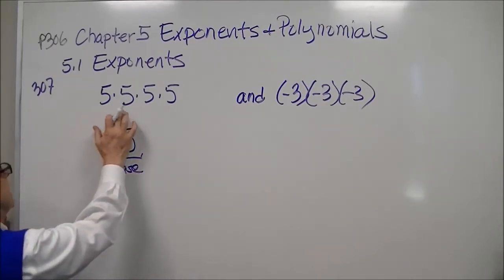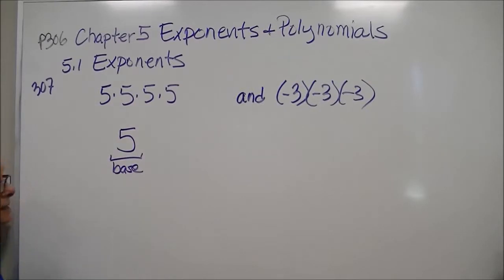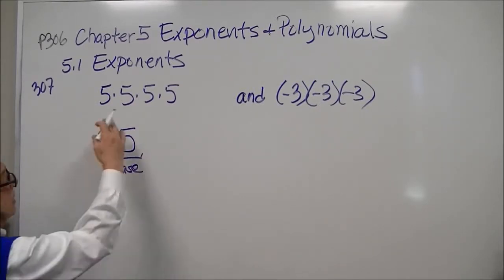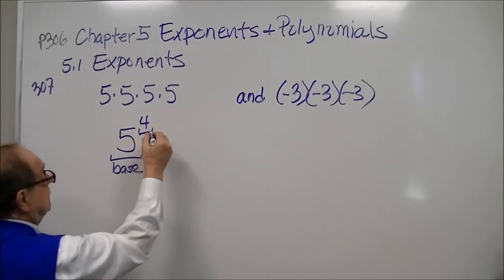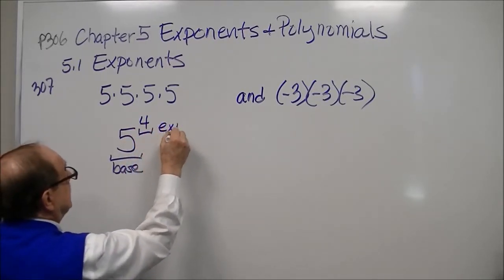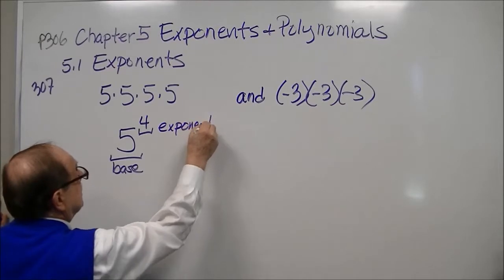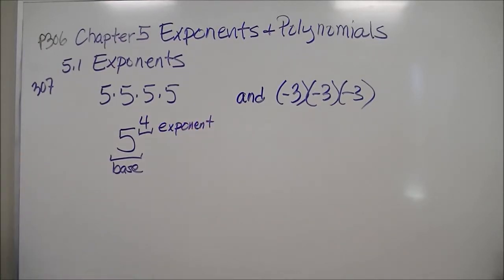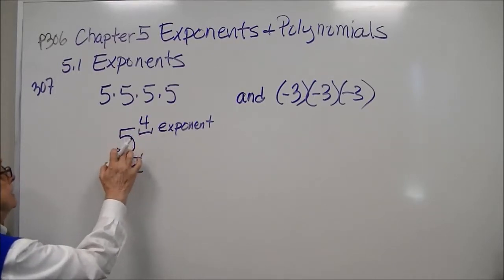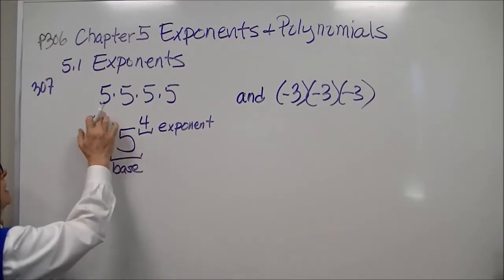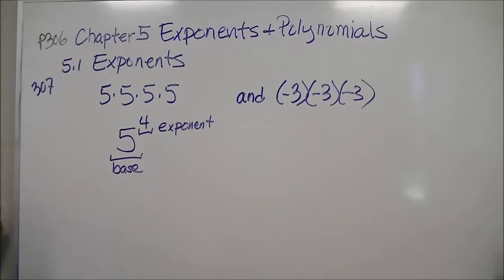And then how many times are we multiplying it by itself? Here we see we have 4. So we call 4 the exponent. So this 4 indicates that this base 5 is multiplied by itself 4 times.